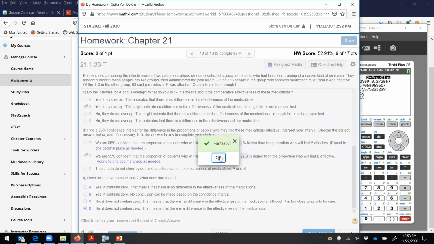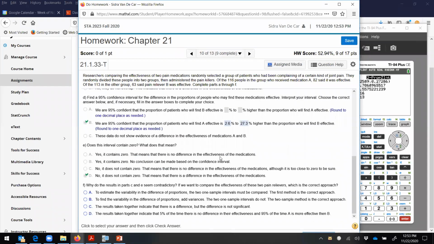So notice that the point of this problem was if you look at them individually, you're not running the same test as looking at that difference. So you may get the wrong conclusion. Our second approach is the wrong approach. So to find the variability in the difference of proportions, add variances. The 2 one-sample intervals do not. The 2 sample method is the correct approach.